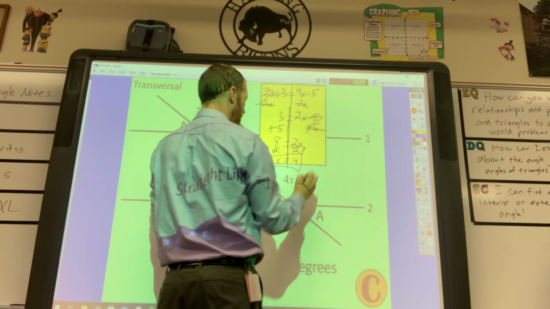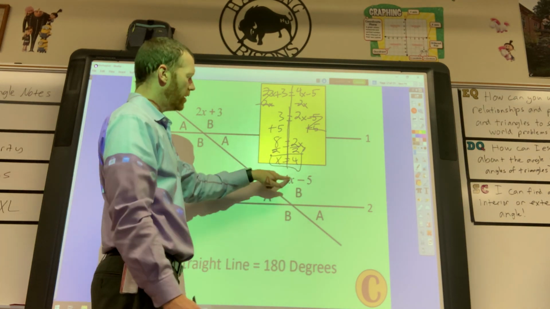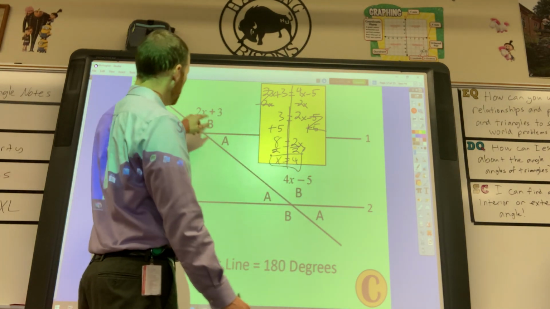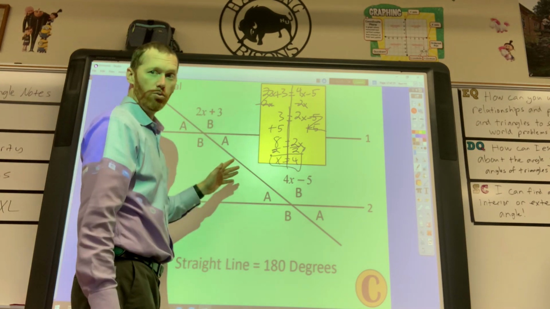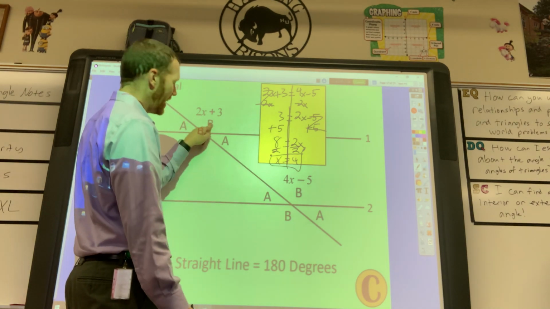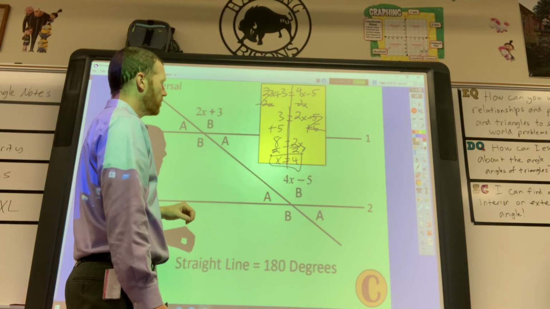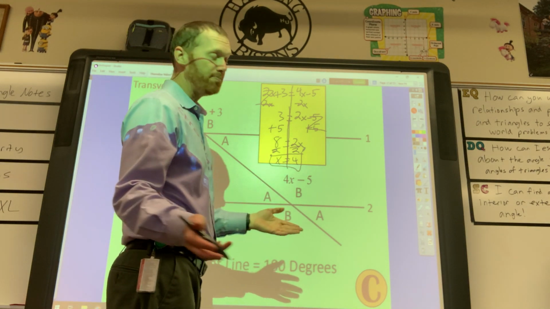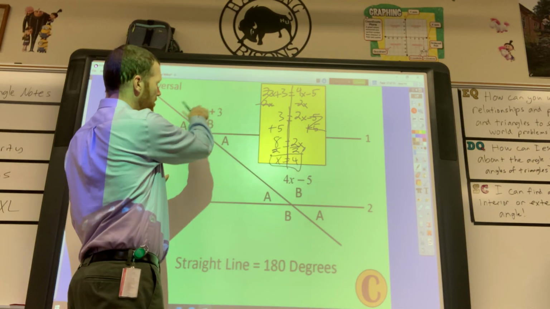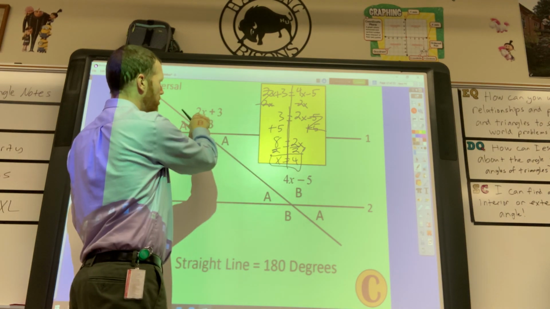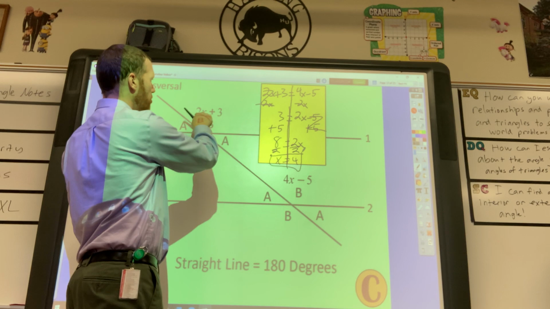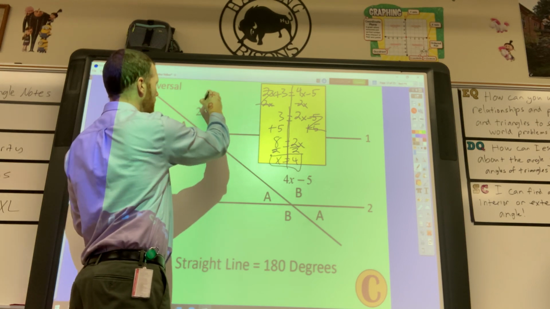Now here's what you just did. You had no idea what that angle was, and you had no idea what that angle was. All you knew was that this had to be the same as that. And then you solved. You said x equals 4. Well, now you can plug x back into the expression, and you go, well, 2 times x, 2 times 4. 2 times 4 is 8, plus 3 would be 11.